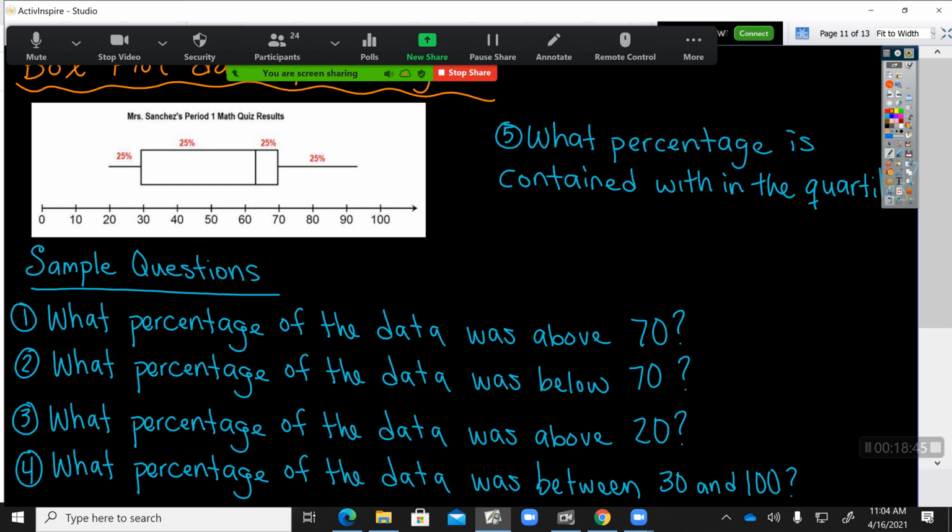So look at sample question number 1. What percentage of the data is above 70? So above 70 would be from here forward. So from here forward, how many spaces do you have? Only one space. So that's 25%.